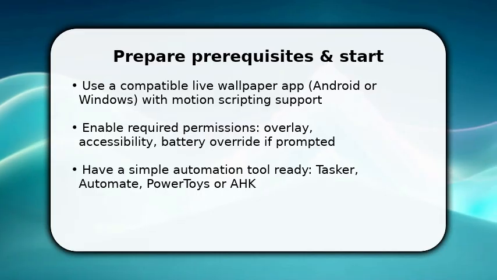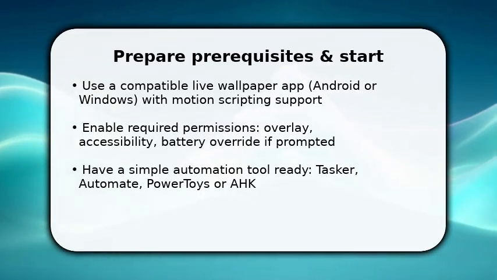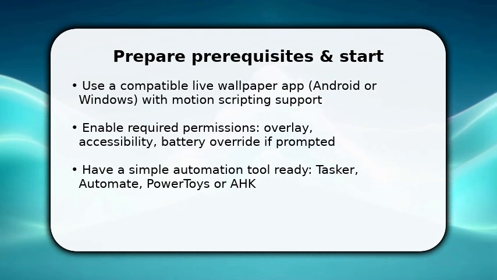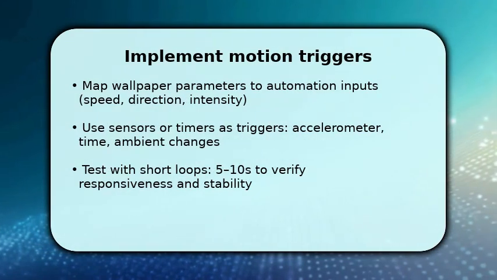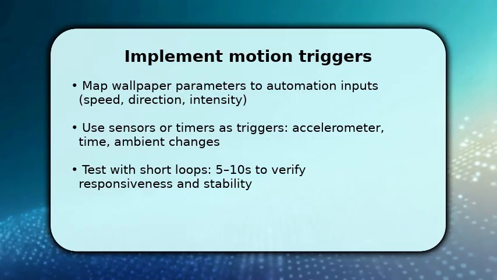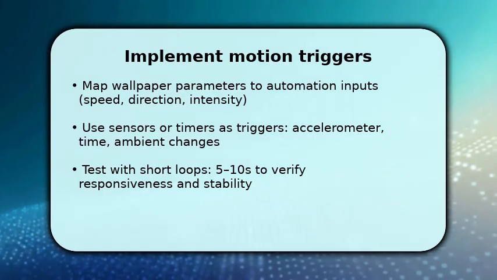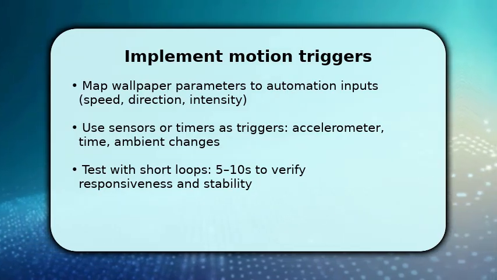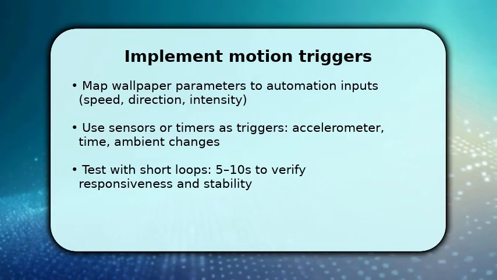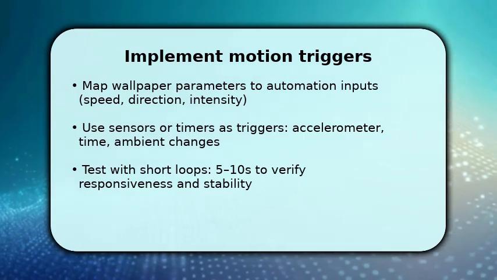Make sure battery optimization is disabled for both the wallpaper app and automation tool, so actions run reliably in the background. Now you implement the actual triggers that move the wallpaper. You map the wallpaper's editable parameters to commands from your automation app, speed, direction, and intensity, and choose triggers such as a timer, ambient light change, or a virtual sensor event.